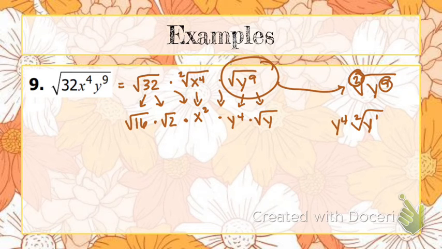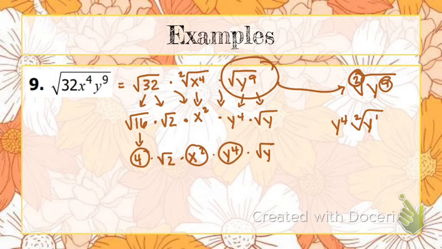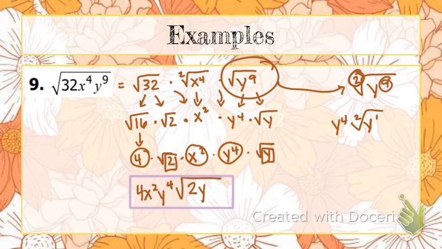All right, we're not done simplifying because the square root of 16 is just 4. So we have 4 times the square root of 2 times x squared times y to the 4th times the square root of y. So we take everything outside the radical and multiply it together: 4x squared y to the 4th. And everything under the radical gets multiplied together under a radical. So your final answer is 4x squared y to the 4th times the square root of 2y. We're going to do a few more examples, so don't get too concerned.